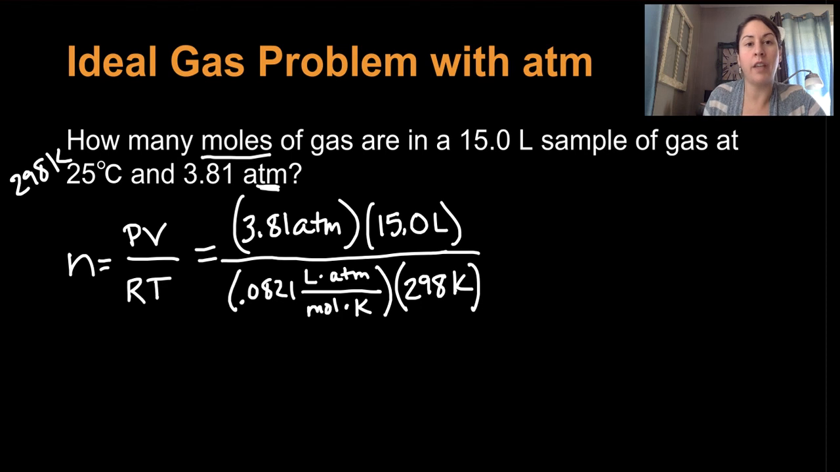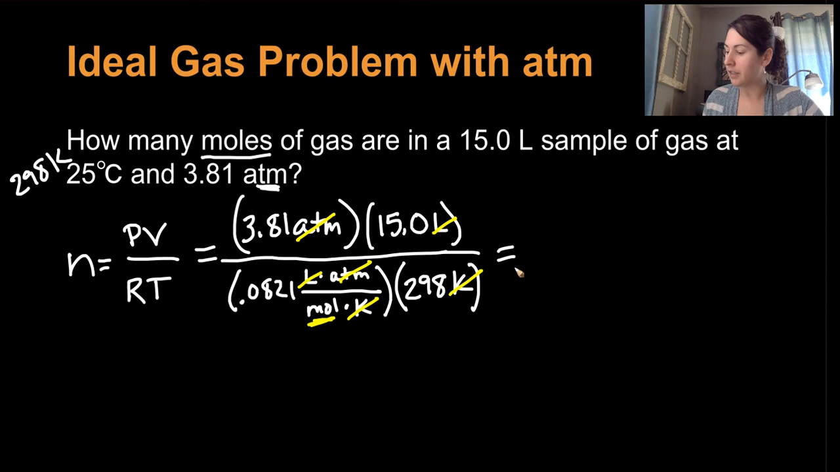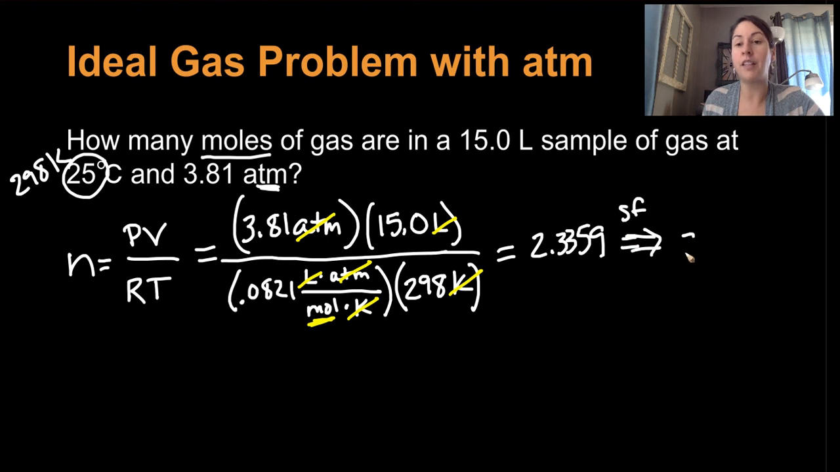Let's again look at how we canceled out those units to double check that we have things in the right place. Atmospheres on top and bottom cancel. Liters on bottom and top cancel. And Kelvin on top and bottom cancel. We're left with moles, which is what we wanted to know. When I do this calculation, we get 2.3359. Again, we had 3 sig figs, and this one only has 2 sig figs. So my final answer has to be to 2 sig figs, which means this has to be 2.3 moles of gas.